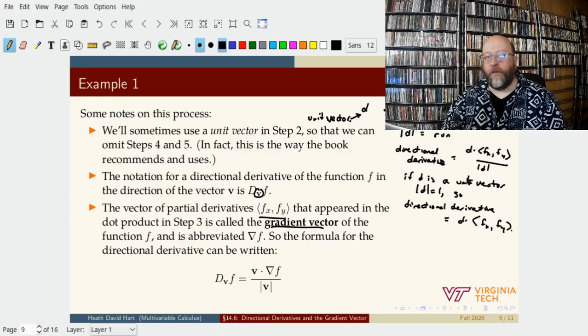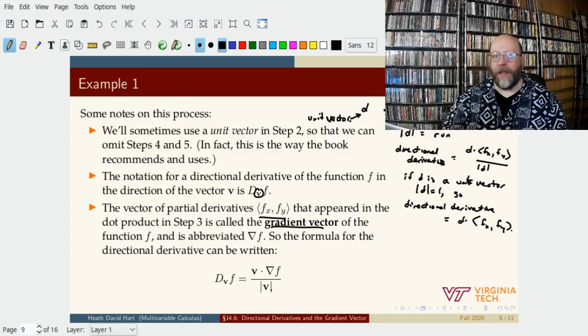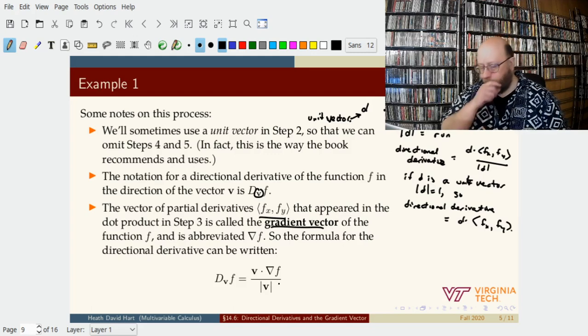The symbol for it is an upside down delta along with an F. So we can abbreviate this formula here. Over here I use V instead of D for the vector. V dotted with the gradient vector delta F, that's a dot product, over the magnitude of V. And again, if V is a unit vector, then it's just the dot product. The book prefers to always use unit vectors for V, but you can actually do this with any vector.